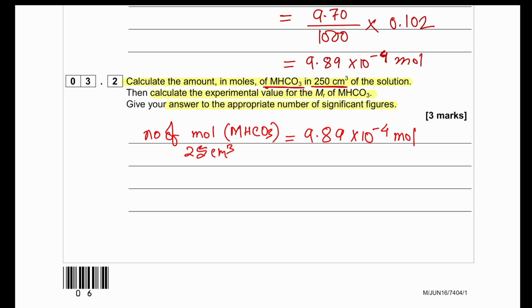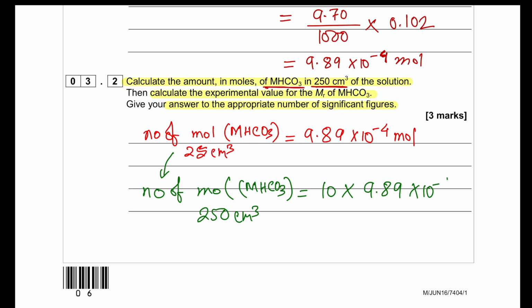Then we need to determine the number of moles in 250 cm3. So the number of moles will be 10 times 9.89 times 10 to the power of minus 4. The reason why we are multiplying with 10 is because 250 is exactly 10 times bigger. That's why we are multiplying with 10. So this will give us 9.89 times 10 to the power of minus 3 moles of MHCO3. Now we have to find out the experimental value for the Mr of MHCO3.